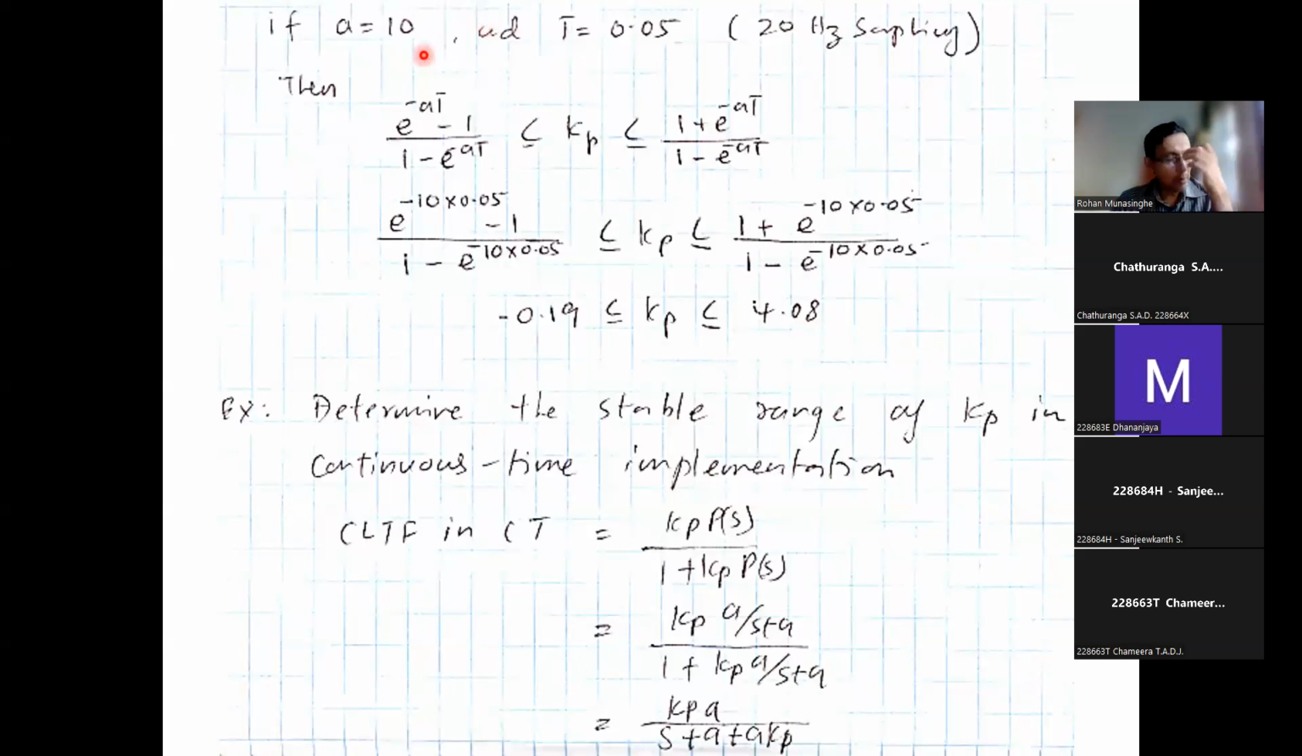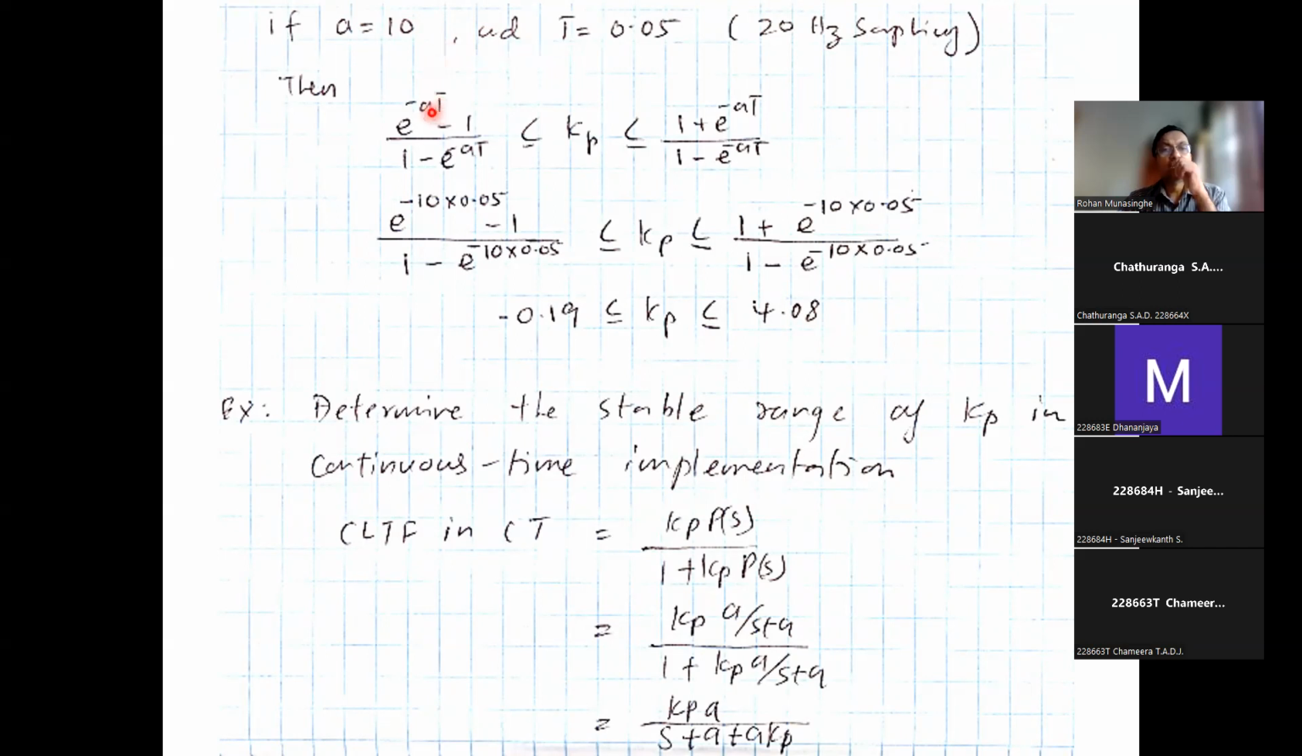Now we put the numbers that we know. This plant pole is at -10, so a is 10. And also when you discretize the plant, you use a sampler, about a 20 Hertz sampler. So T, capital T, is the sampling interval, which is 0.05.